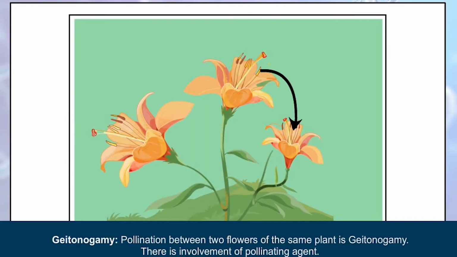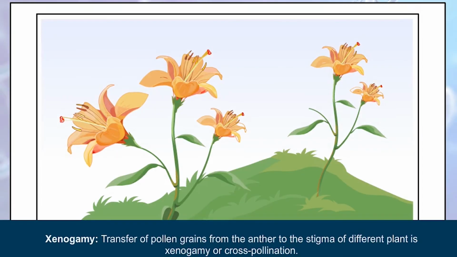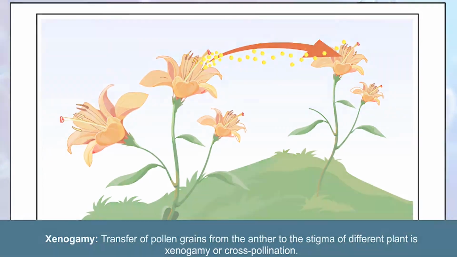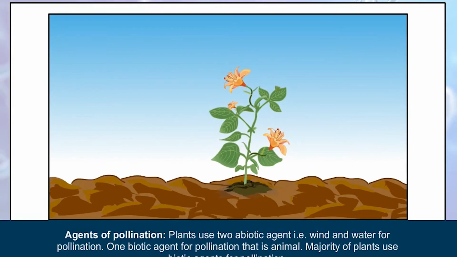Geitonogamy. Pollination between two flowers of the same plant is geitonogamy. There is involvement of a pollinating agent. Xenogamy. Transfer of pollen grains from the anther to the stigma of a different plant is xenogamy or cross-pollination. Agents of pollination. Plants use two abiotic agents, wind and water, for pollination. One biotic agent for pollination is animals. The majority of plants use biotic agents for pollination.